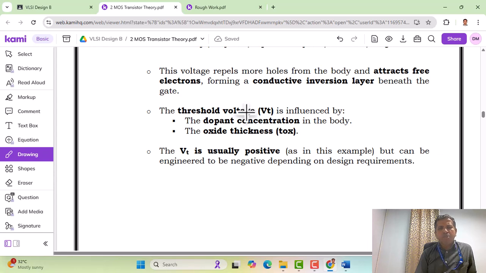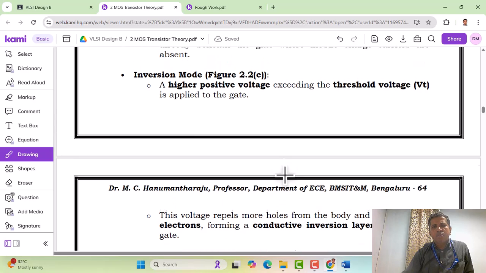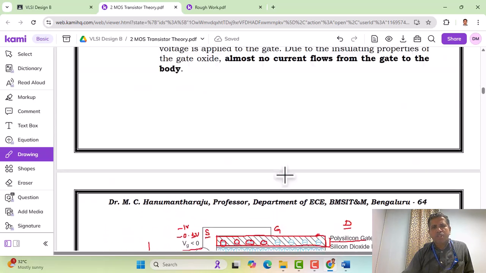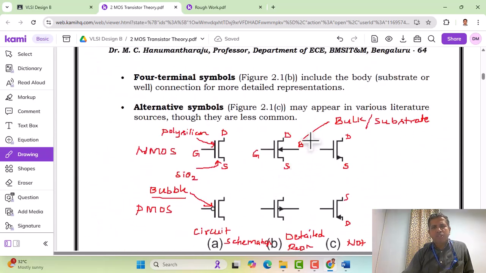The threshold voltage depends on several factors, for example the doping concentration and also the oxide thickness. Varying the doping concentration and oxide thickness changes the threshold voltage. Vt is usually positive for the NMOS transistor, whereas it is negative for the PMOS transistor. So with that, we have come to an end of this demonstration of MOS transistors. We have discussed three modes of operation, and we also discussed MOS symbols here.